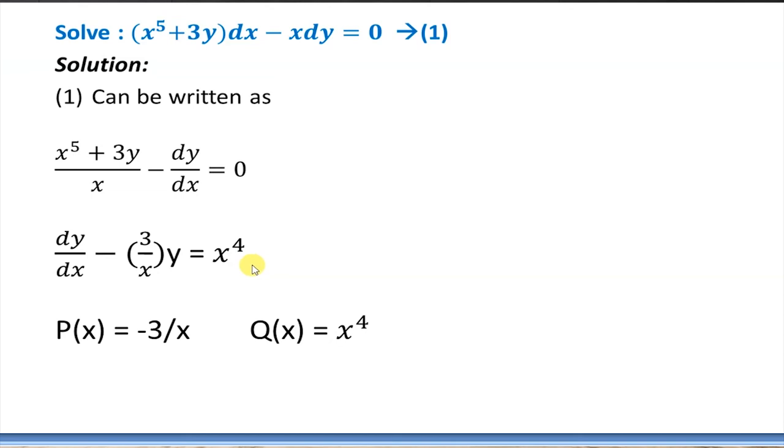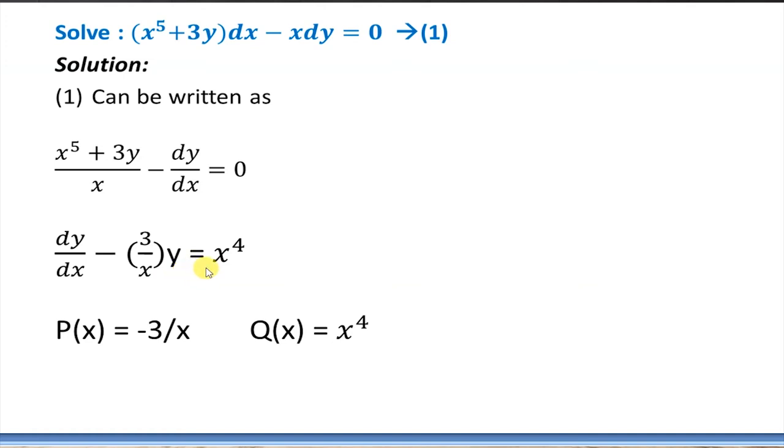After writing the given differential equation in the standard form, identify the value of p and q. So clearly the value of p of x is minus 3 by x and q is x to the power 4.